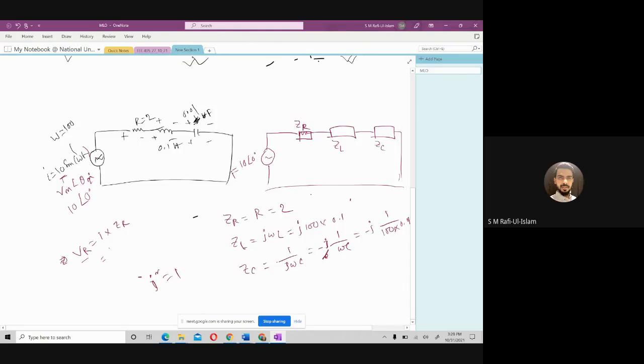What is the current value? 10. What is the angle? 0 degrees. Times R. R equals 2, right? So 20, 0 degrees. Now, what does 20 at 0 degrees mean? It means 20, then whatever the source was, sine, right? So I'll write sine, then the omega t part, and this is called the phase difference. The phase difference is 0, so omega t plus 0. That means 20 sine omega t. Do you understand this part?